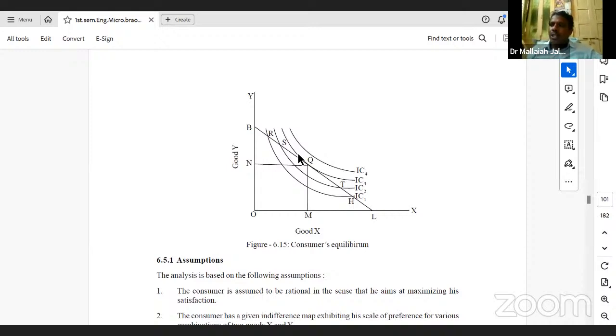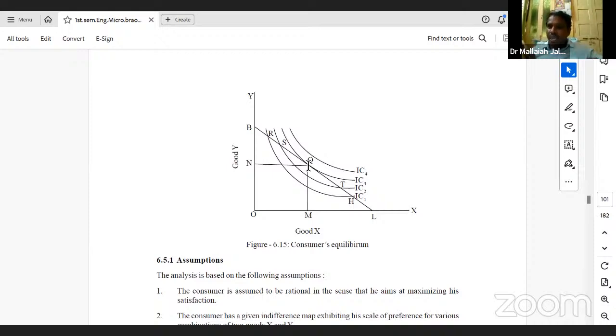Just remember this: the indifference curve should not intersect, it has to be tangent to the budget line. The first IC1 is intersecting. The second is intersecting. The IC3, just observe at point Q, is not intersecting. It is tangent to the budget line.